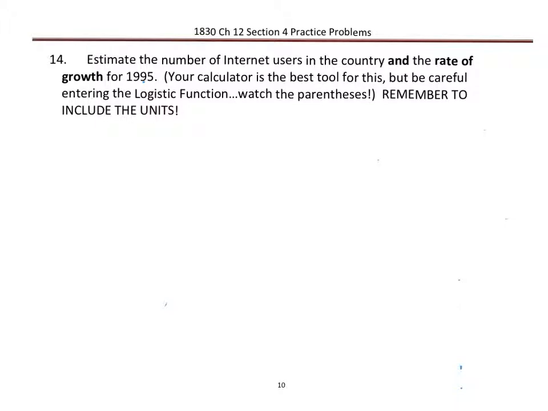So we're going to read the rest of this problem now. What we want to do is estimate the number of internet users in the country and the rate of growth for the year 1995. And remember to include the units, which we will, because it's millions of people that are internet users in that country. So for our first year, that's 1995, and I'm going to jump ahead a little bit.